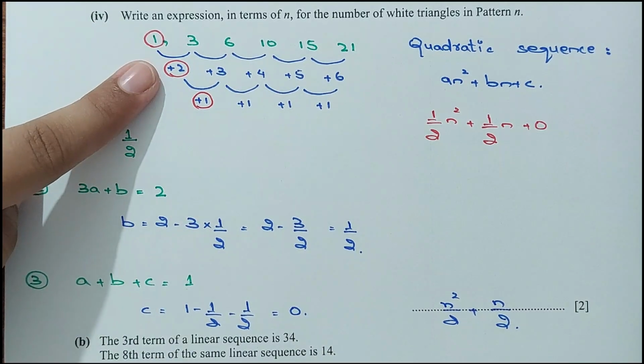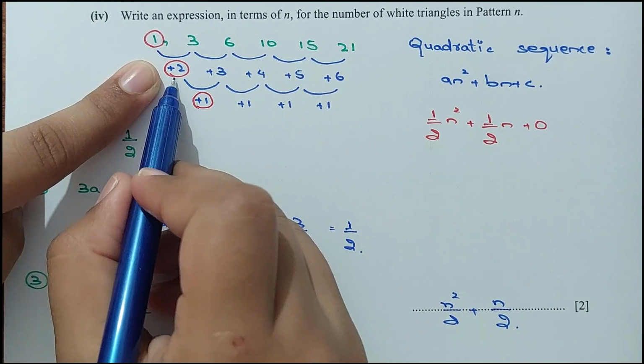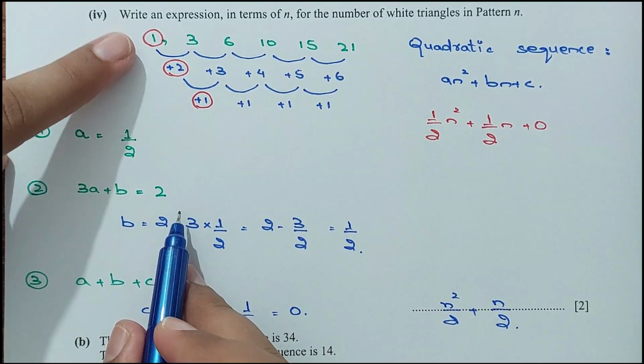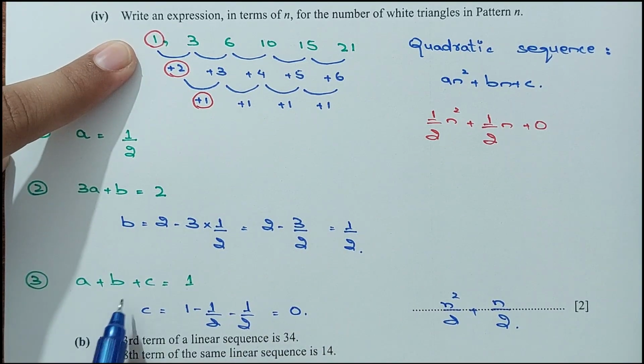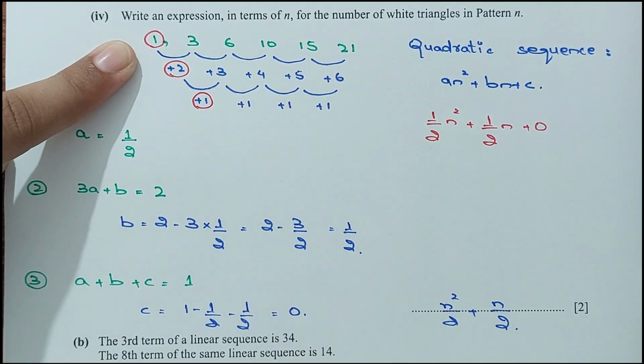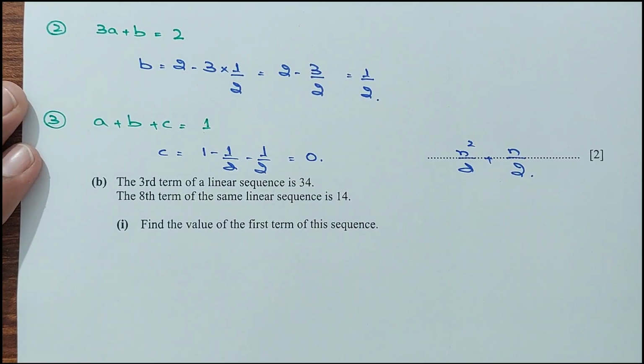And to get the b value, we use the equation 3a + b equals the first term of your first difference, and solve for b. To get the c value, we sum up a + b + c and put it equal to the first term of your sequence to get c. I hope this makes sense now.